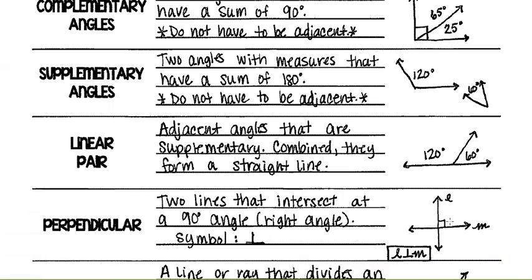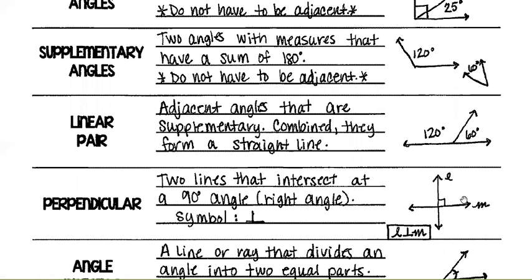Now, perpendicular. Two lines that intersect at a 90-degree angle, a right angle. The symbol is kind of like an upside down T. That means that L is perpendicular to M. Every time you hear perpendicular, you should remember that it means 90 degrees.